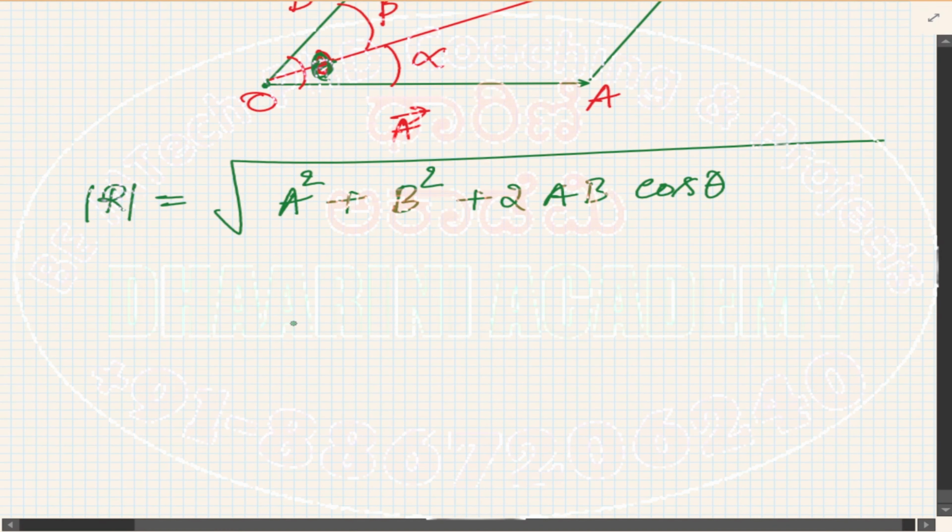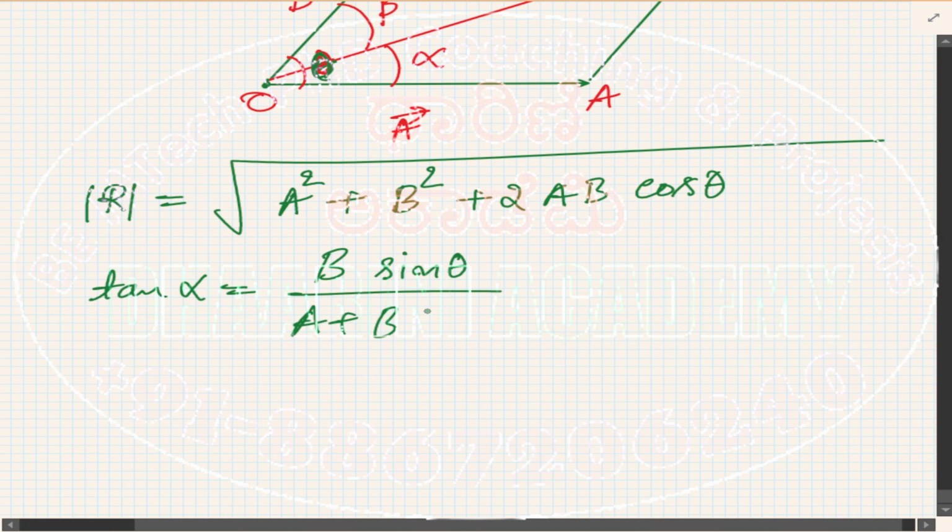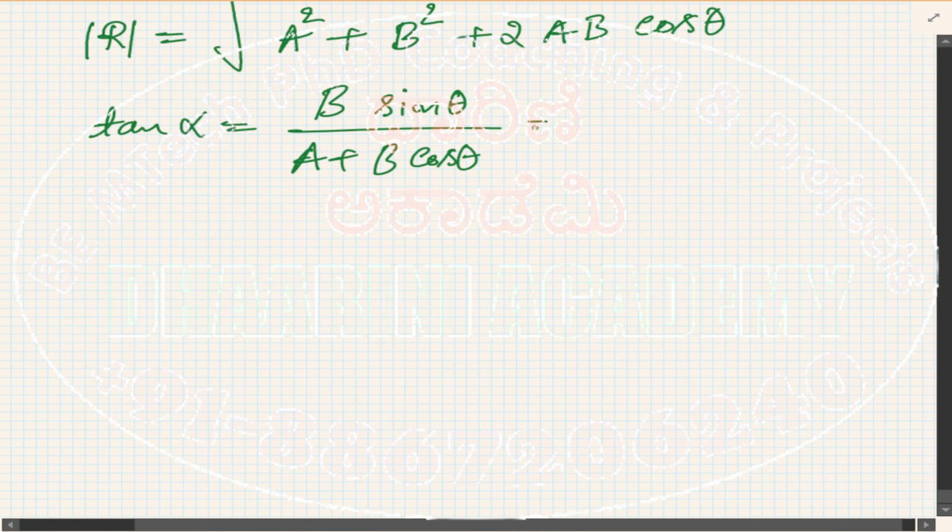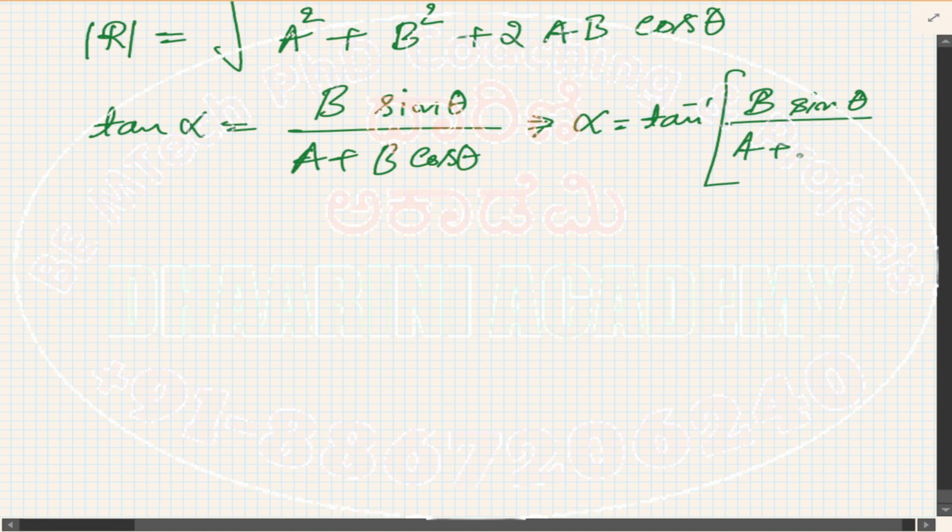Then you can measure the angle, the position of this vector, by using two formulas. First formula is in terms of alpha. So you can find tan alpha is equal to B times sine theta divided by A plus B cos theta. Otherwise you can even find the angle beta using this. So if this is the equation you use, you can find alpha is equal to tan inverse of B sine theta divided by A plus B cos theta.